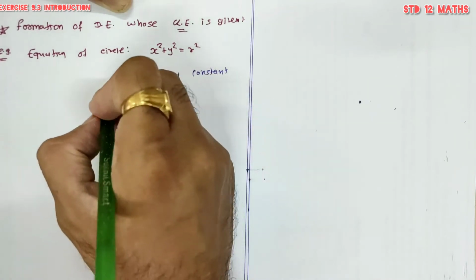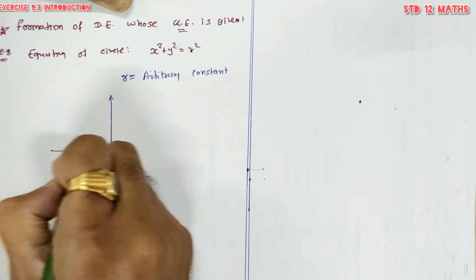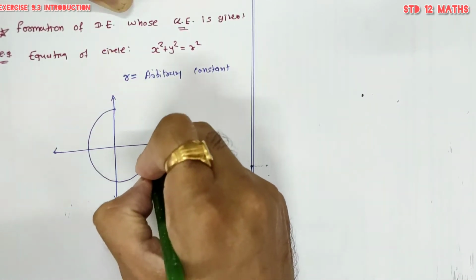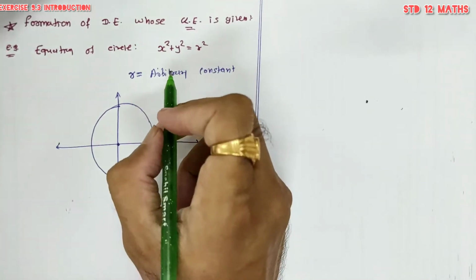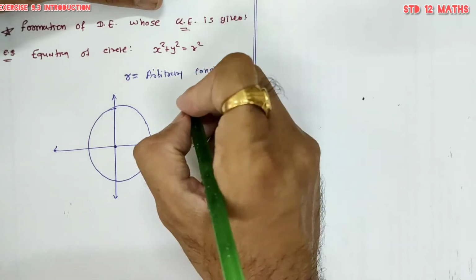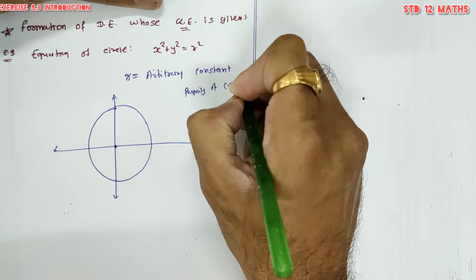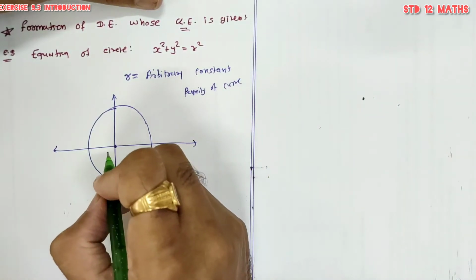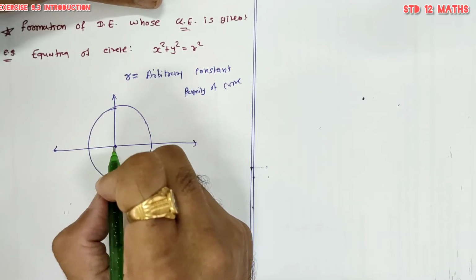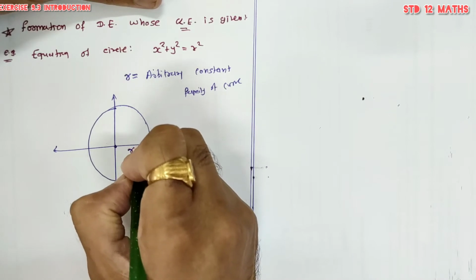For example, if we try to draw the diagram of this equation, so we will get one circle at origin. This general equation will represent the family of curve. It will represent one family of curve. Which curve? Family of circle with center at origin. That means it represents the concentric circles. The center of circle remains constant, but it may take different values of r.